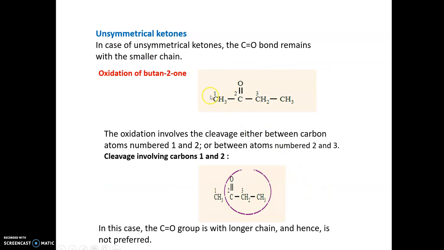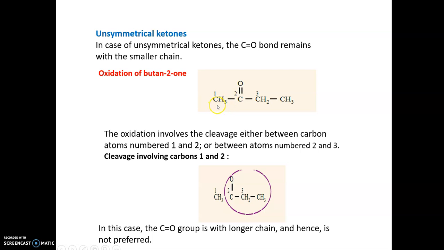Now, as we all know, ketones can be unsymmetrical or symmetrical. What do I mean? If the alkyl groups associated with the carbonyl carbon are the same, then I call it a symmetrical ketone. If they are different, then I call it an unsymmetrical ketone.